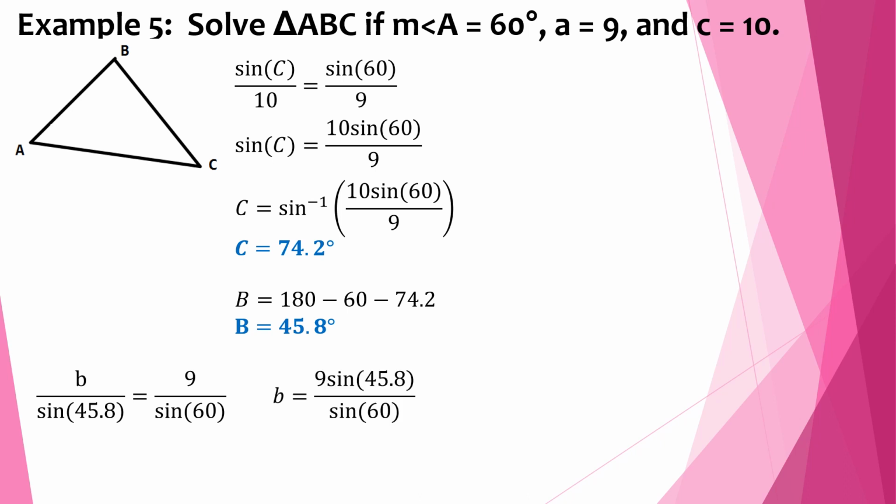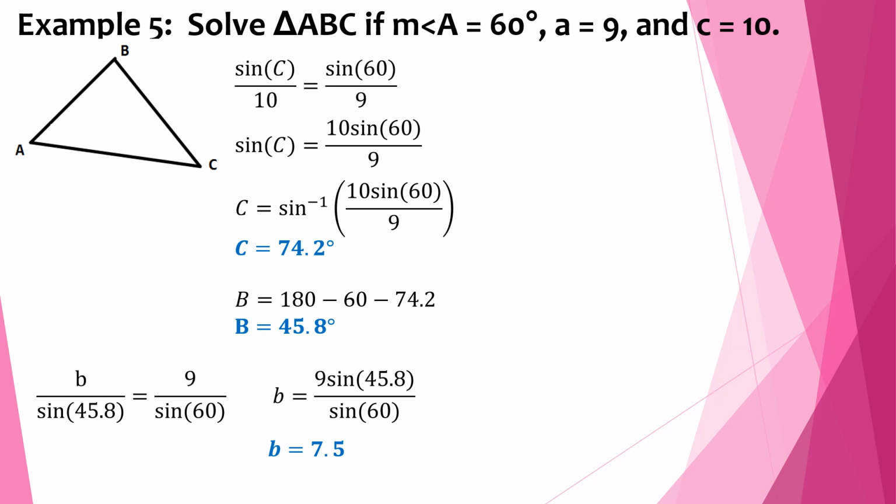Cross multiply to isolate B. So in your calculator, you're going to type 9 multiplied by sine of 45.8 divided by sine of 60, and rounded to the tenths place gives us 7.5 units. So side C is the longest, and definitely side B is the shortest at 7.5.